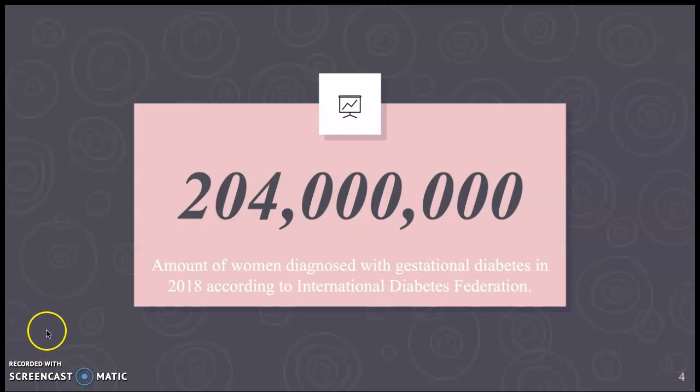So this is just a little statistic. 204 million women were diagnosed with gestational diabetes in 2018. This is according to the International Diabetes Federation.